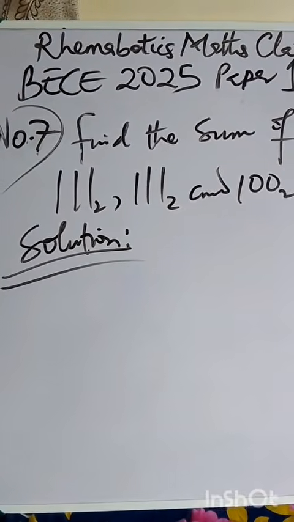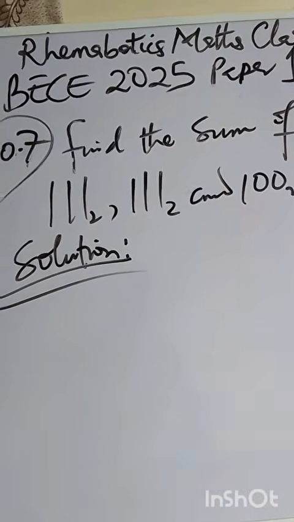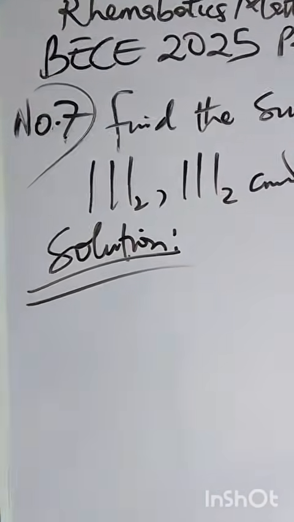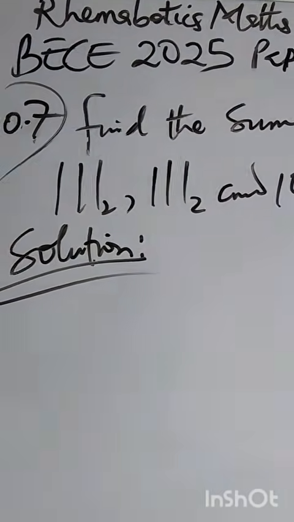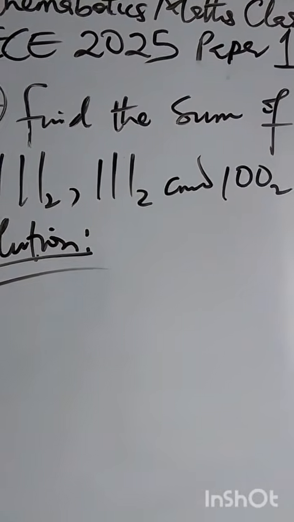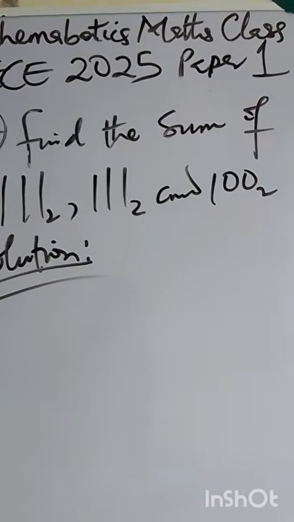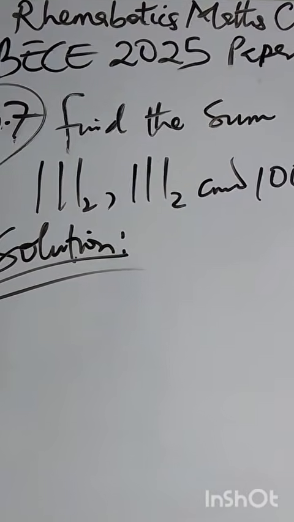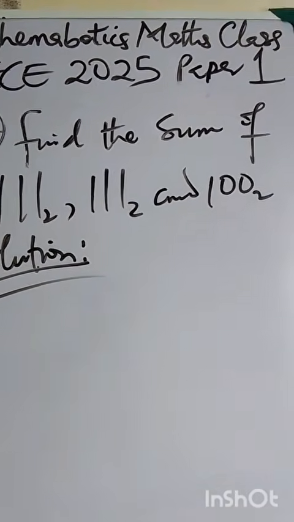Today we are tackling BECE 2025 questions, Paper 1, Number 7. Find the sum of 111 base 2, 111 base 2 and 100 base 2. So these are binary numbers. When it comes to binary numbers, we only have 2 digits, 1 and 0.